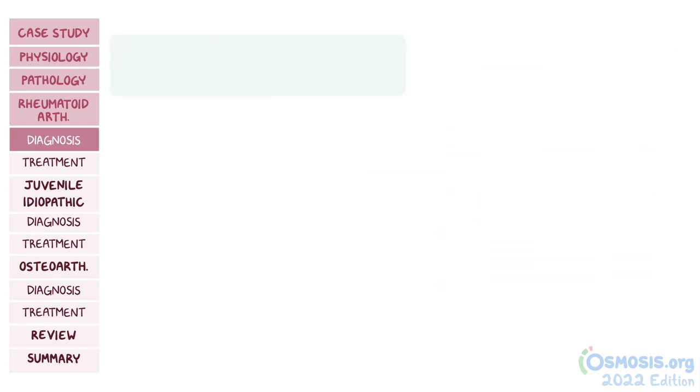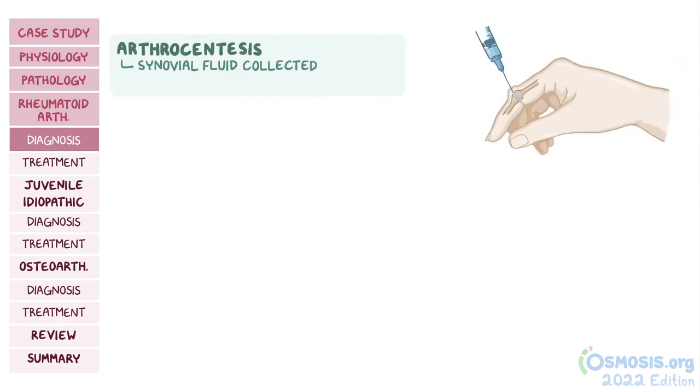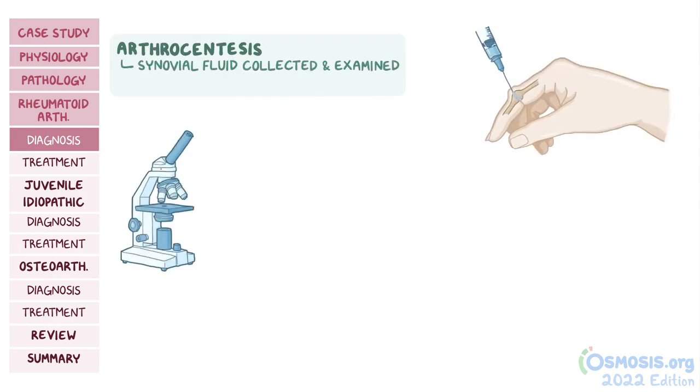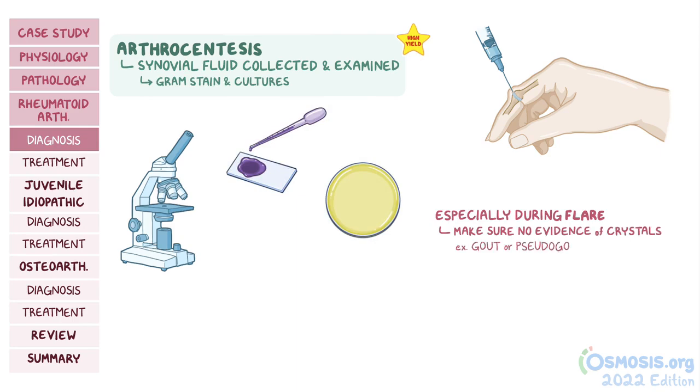In some cases, arthrocentesis can be done, where synovial fluid is collected from an affected joint and examined under a microscope and sent for gram stain and cultures, especially during a flare, to make sure there's no evidence of crystals, like in gout or pseudogout, or signs of infection, like in septic arthritis.